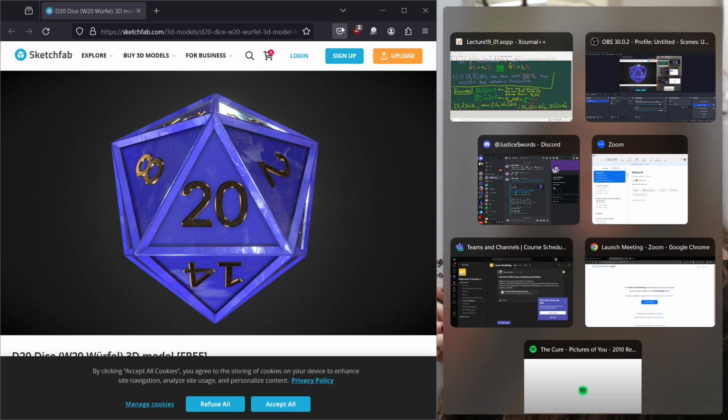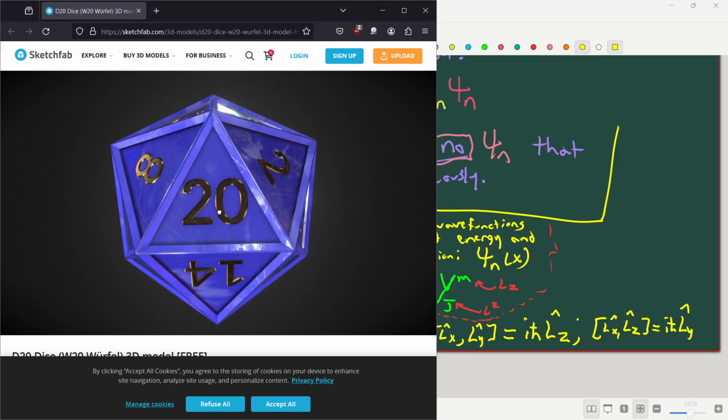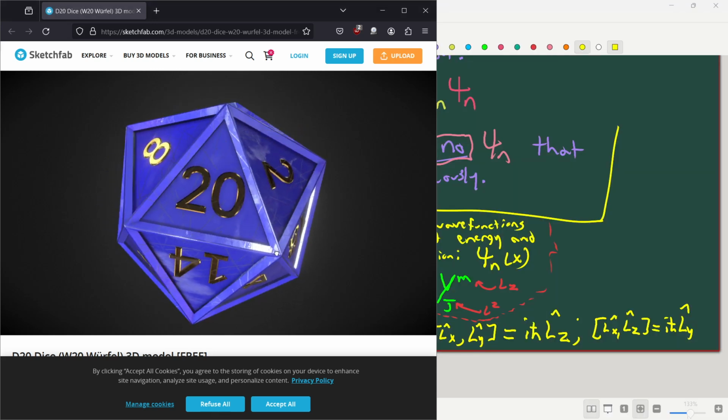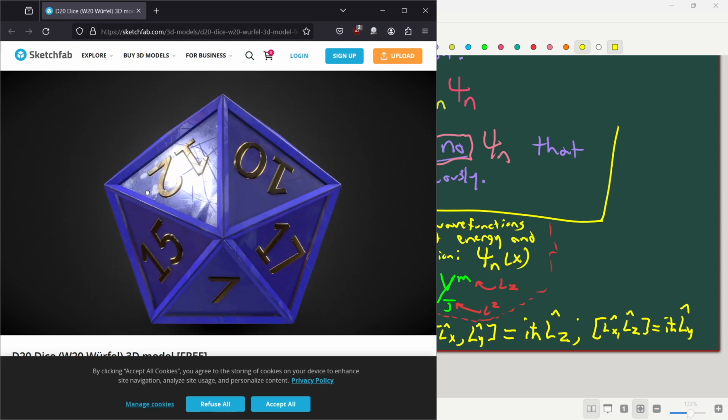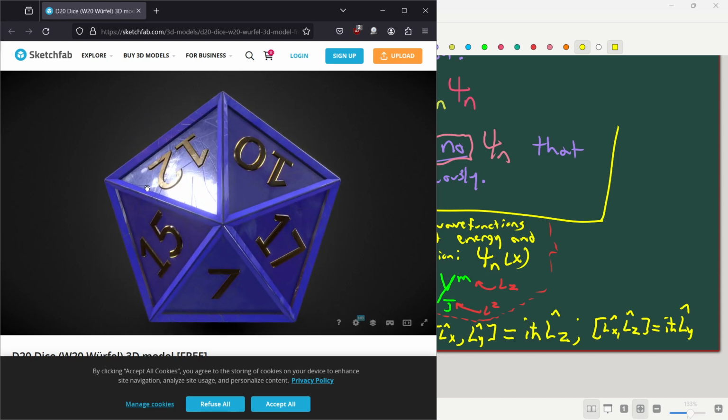So for the first step, I need to rotate 180 degrees around the z-axis, which is this one. I'm just going to rotate the die this way, in and out of the board. Oops, that's the wrong axis. All right, so the 20 is now pointing away from me. And as you can see now, I have a vertex in the center.